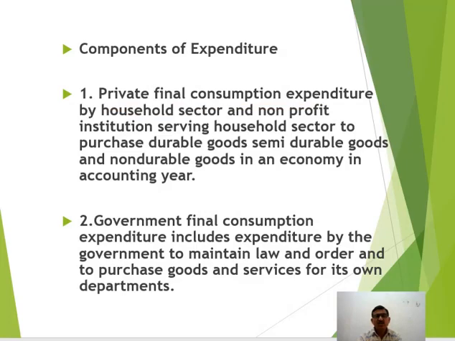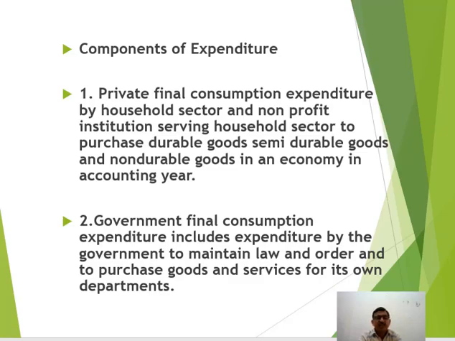Now, the components of expenditure, or what is to be included while calculating national income by the expenditure method. First is private final consumption expenditure. It means expenditure by the household sector and non-profit institutions serving the household sector to purchase durable, non-durable and semi-durable goods and services. Second is government final consumption expenditure. It includes expenditure by the government to maintain law and order and to purchase goods and services for its own departments.